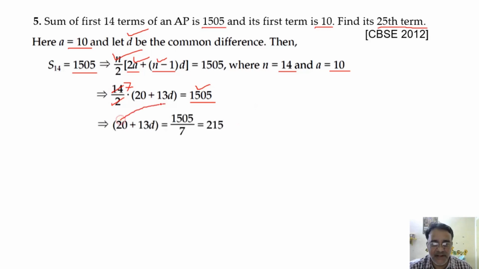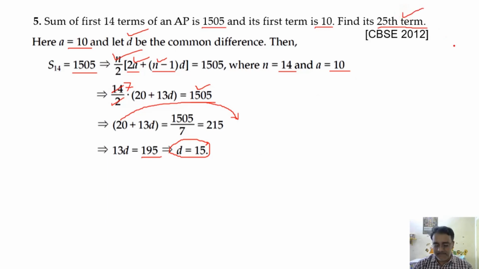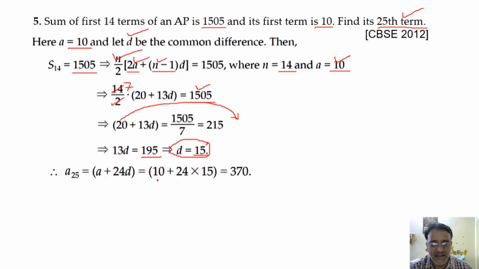Now shift 20 to this side. So 215 minus 20, that is 195. If you divide by 13, you will get d is equal to 15. Now the 25th term. What is the 25th term? How will you write it? a plus 24d, right? a plus 24d means 10 plus 24 into 15, that is total 370. So this is the final answer. Any doubt in this question?